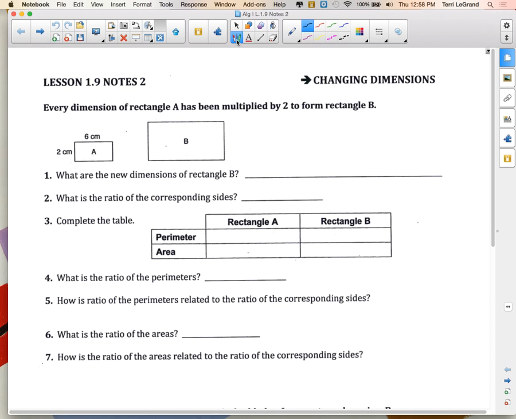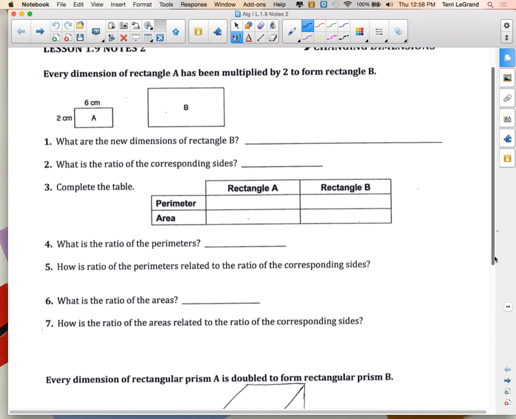So indirect measurement, remember we could set up a similar figures situation, and we could use indirect measurement to find the measurement of like a 44-foot building without going out and actually measuring it. Okay, well now we're going to say, what's going to happen if I apply a scale factor to create a similar figure or a similar object, and then what's going to happen to its perimeter, area, or maybe its volume if it's three-dimensional.